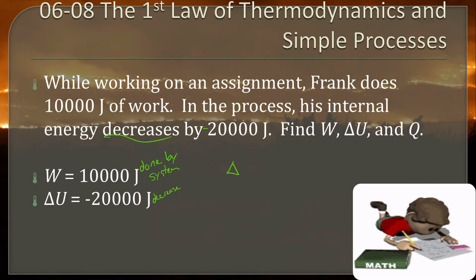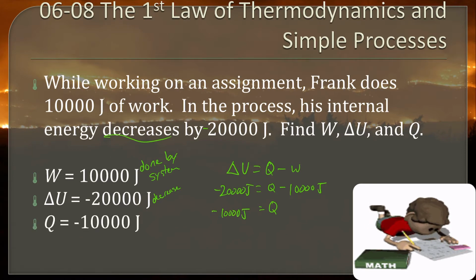And then our change in internal energy is heat minus work, so negative 20,000 joules equals our heat minus our 10,000 joules of work. So our heat would be negative 10,000 joules. Since that is negative, that means the system lost that much heat. He got cooler sitting there doing his homework.